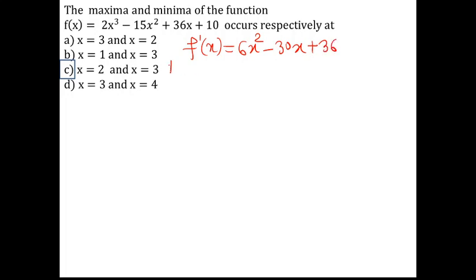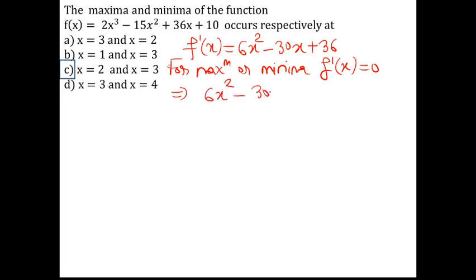Now for maxima or minima, the derivative is equated to 0, which gives us the points where the maxima or minima may exist. So 6x square minus 30x plus 36 is equal to 0. This gives x equal to 2 and 3. So x equal to 2 and 3 are the points where maxima or minima may exist.